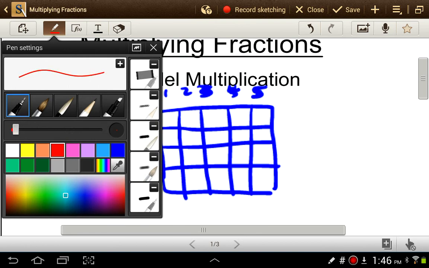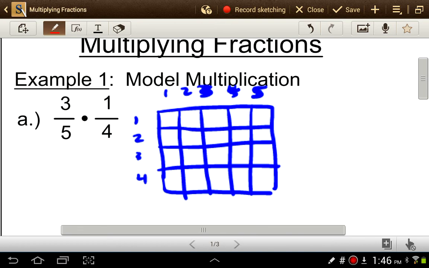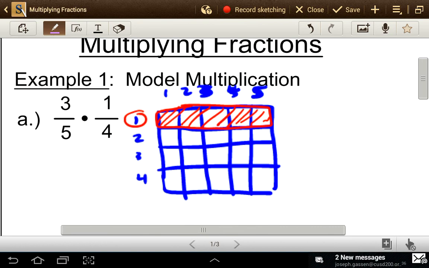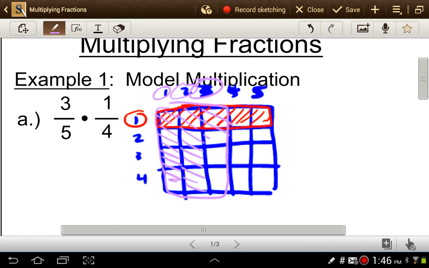Alright, let's use red for this. And I'm going to do 1/4. So that's just one of the rows. I do the entire row, so I'm going to go across. I'm going to do 1. Okay? And then I'm going to do my 3/5. I'm going to pick a different color. Let's do purple. Okay, and for 3/5, I'm going to do 1, 2, 3 of them. So for 3/5, I'm going to do 3 of them. I'm going to go down. There's 1. There's 2. And there's 3.